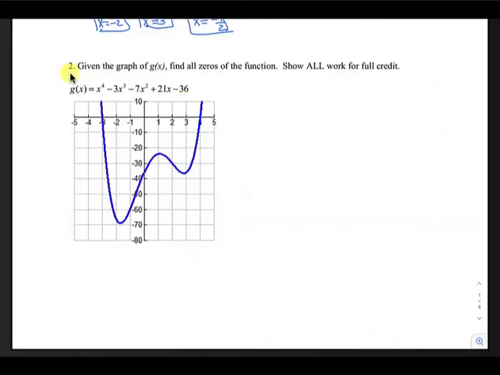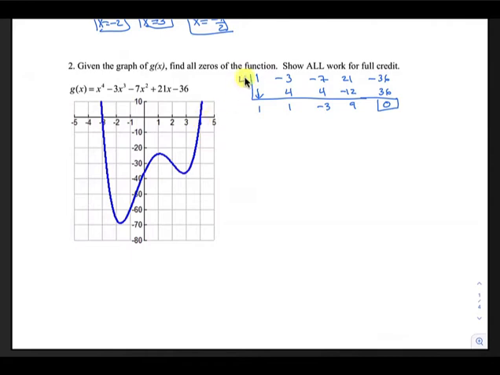All right, here's problem 2. Given the graph of g of x, find all the zeros of the function. Show all work for full credit. Well, we can see that the graph crosses the x-axis at negative 3 and also at 4. So we need to decide which one of those we're going to start with. And let's start with positive 4.